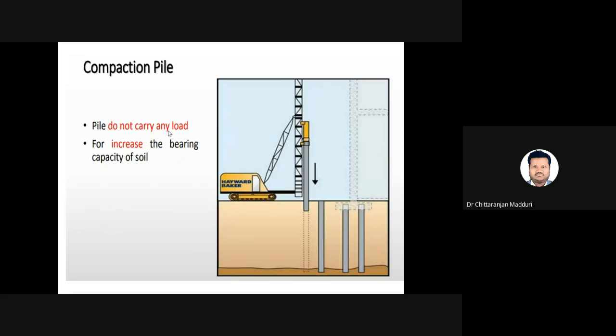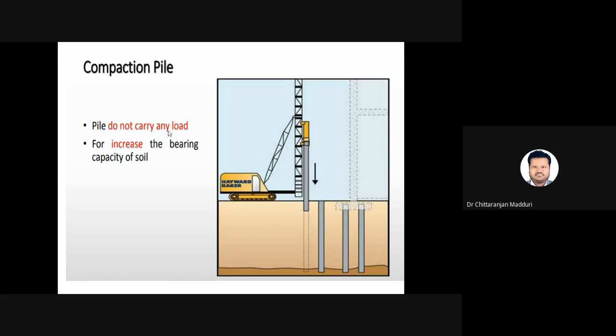The compaction pile: sometimes the soil may be in a loose condition naturally. In such a case, in order to increase the density of the soil mass, a pile is driven by means of hammering blows. While driving the pile, vibrations are created around it. Because of these vibrations, the soil is densified. The soil particles come close to each other, so the density of the soil mass increases. By increasing the density, we can also increase the bearing capacity of the soil.